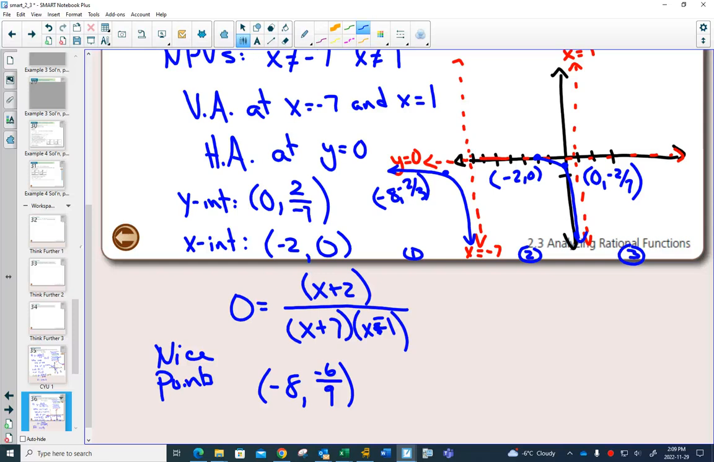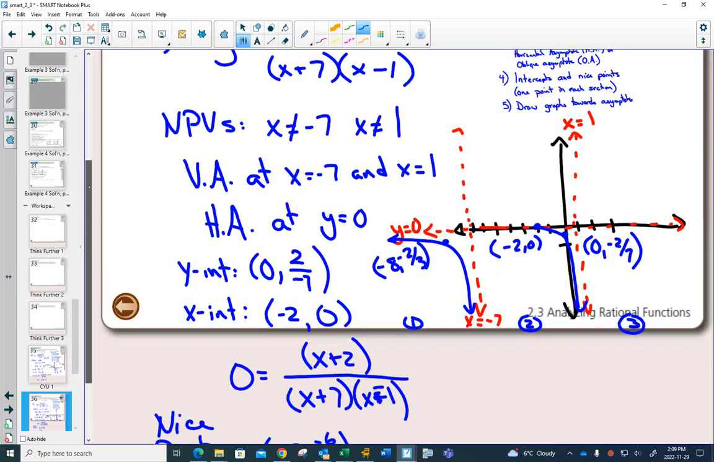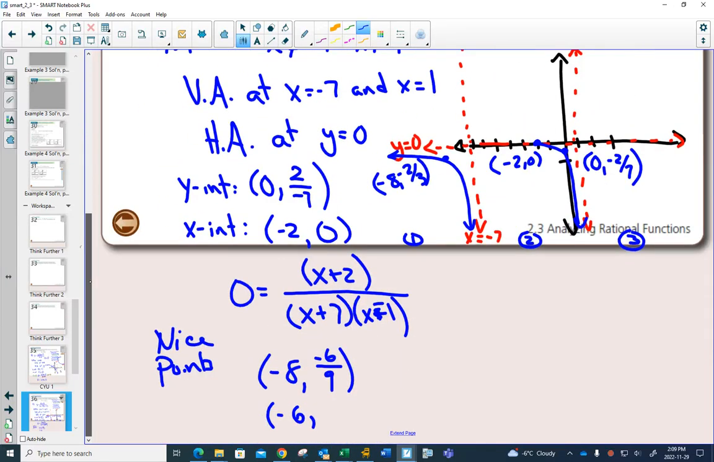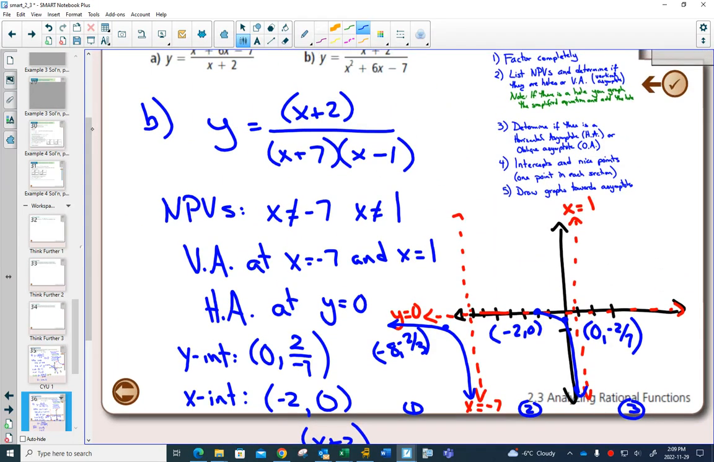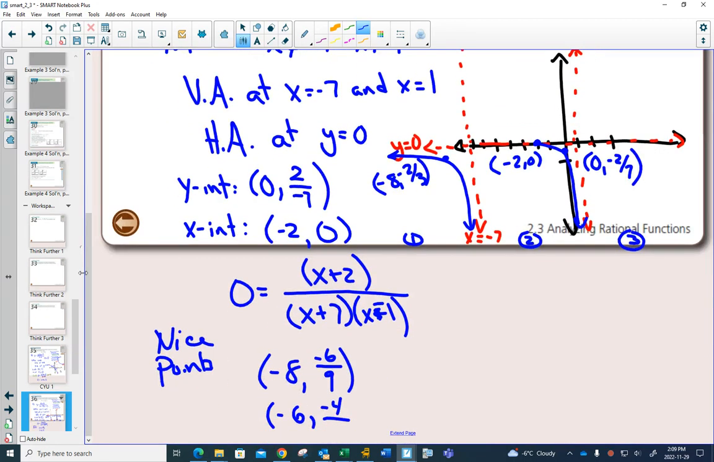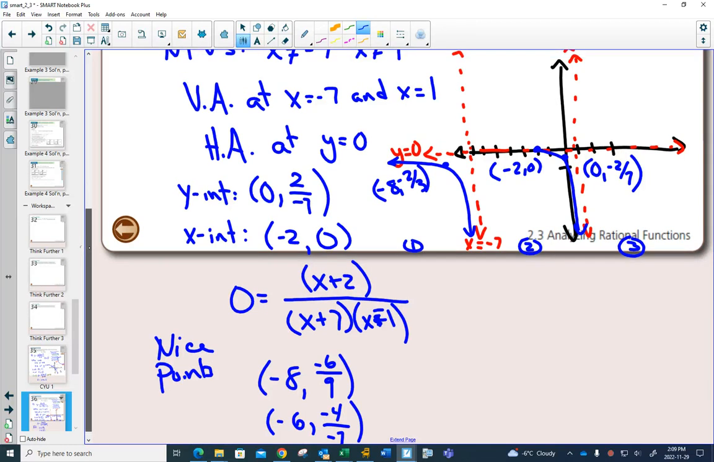If we wanted to make sure, we could do another nice point. So for example, we could plug in one of these points. Negative 3, negative 4, negative 5, maybe even negative 6, really close. So let's say I plug in negative 6. I go to my factored one. Can you see that the top would be minus 4, and the bottom 1 and minus 7, which will be positive 4 sevenths.